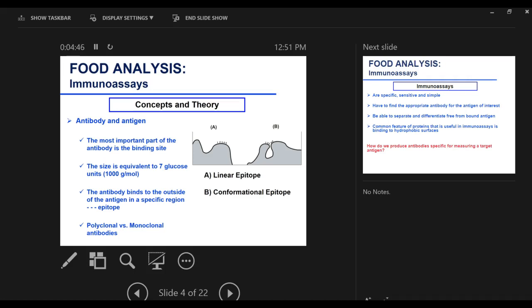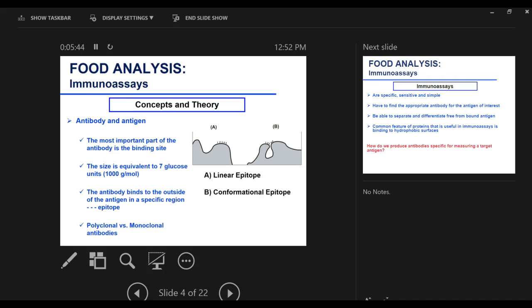Okay? So if it's a protein, sometimes the epitope is linear. That means amino acids are in linear form that form an epitope where an antibody binds. When the protein bends and has a certain conformation, the amino acids that form an epitope are non-linear. That means they're not in sequence with each other. So you have 1, 2, 3 here, and in another region you have 4, 5. So this forms a conformational epitope. Okay, so we have linear epitope and conformational epitope. The size of that epitope is equivalent to 7 glucose units or 1 kilodalton, 1,000 grams per mole.